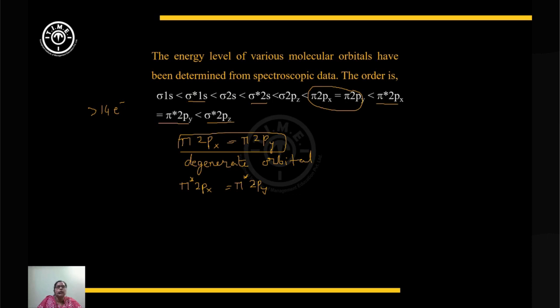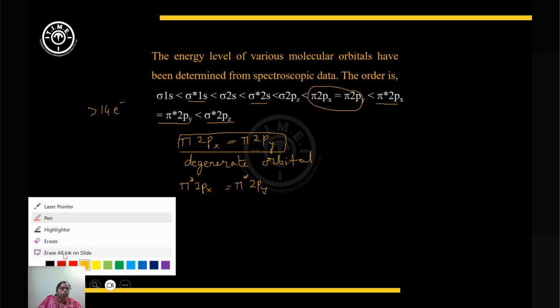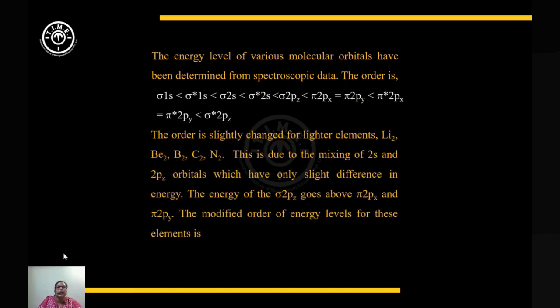Now for the small, lighter molecules, if this is clear, we can go to the next point. For the lighter elements like lithium 2, beryllium 2, boron 2, C2 and N2, the above order changes. This is due to the mixing of 2s and 2pz orbitals. And why do they mix? Because the energy gap between these two orbitals is very small, and they intermix, and the energy of the sigma 2pz goes above the pi 2px and pi 2py.